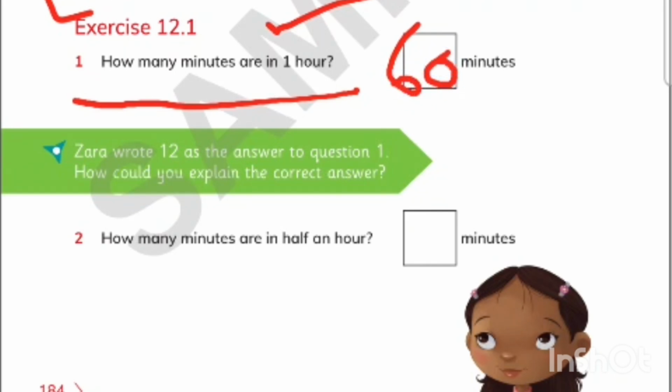Now read the question. Zara wrote 12 as the answer to question 1. How could I explain the correct answer? How many minutes are in half an hour? In 1 hour we have 60 minutes, but in half an hour we have 30. Half of the hour. So we have 30 minutes in half an hour. Okay, try to write these answers so that I can move towards page number 185.